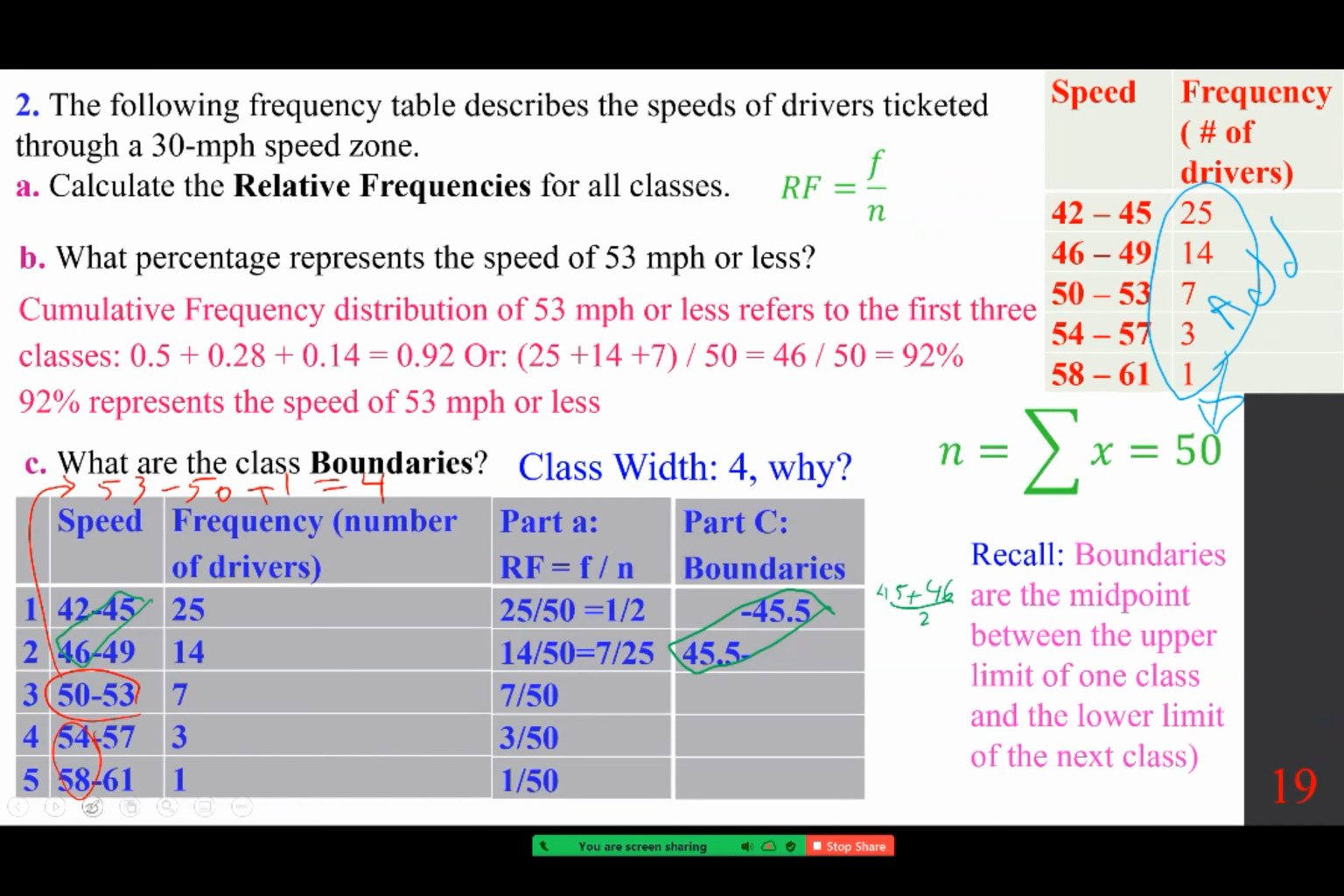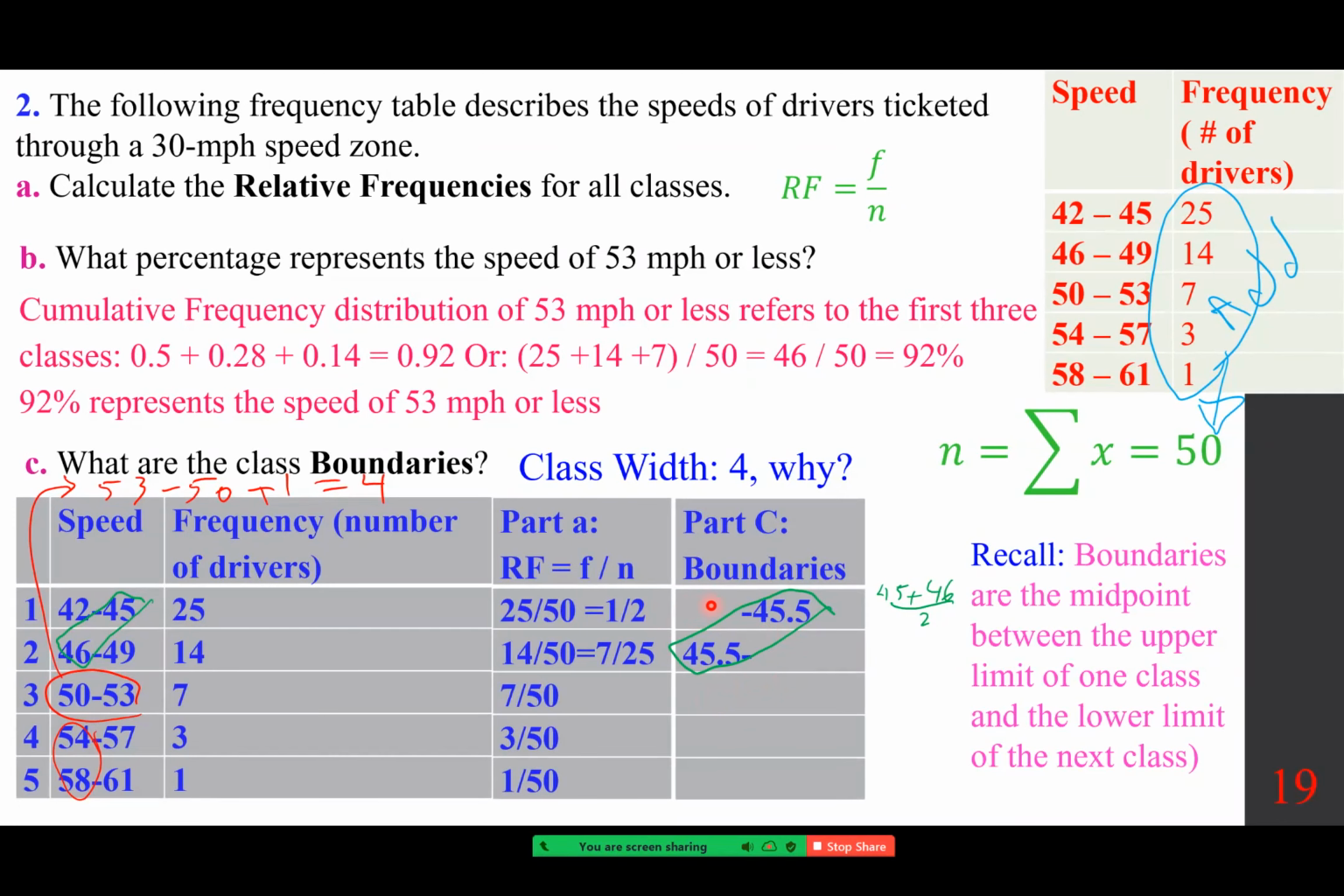Therefore, we just keep on adding 4. So we add 4 here, for example, becomes 49.5. And we put it right here too. 49.5. And then add, we get 53.5.